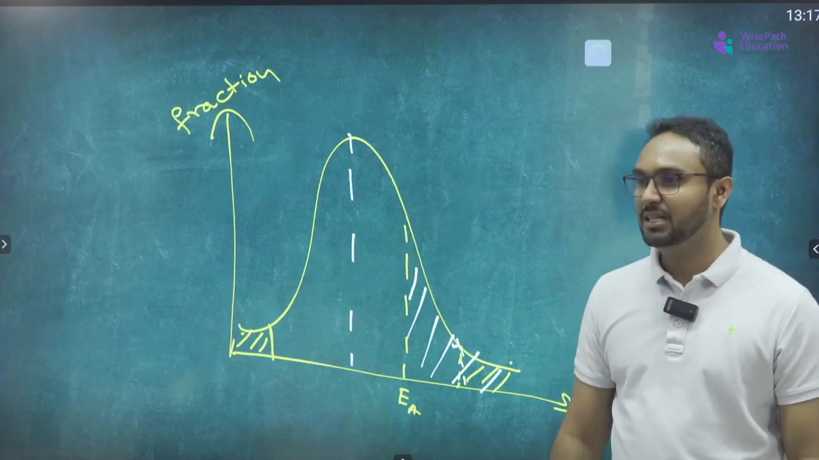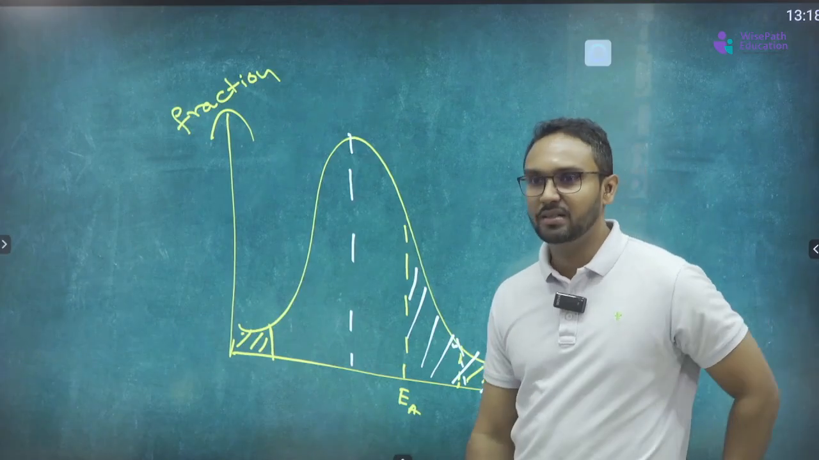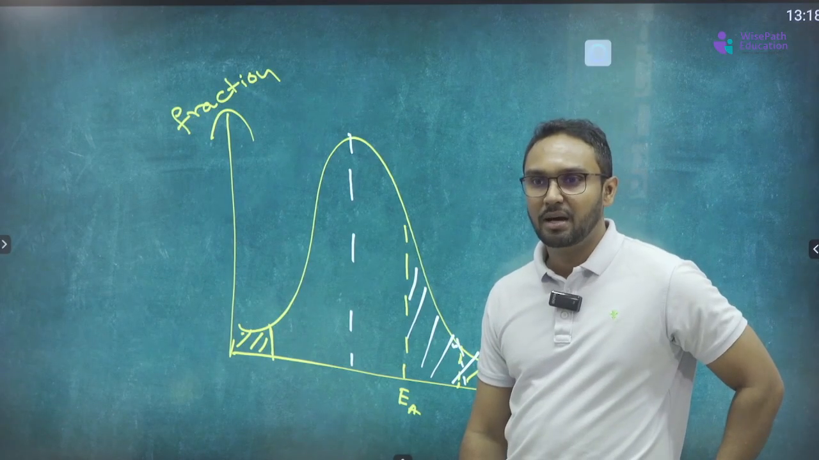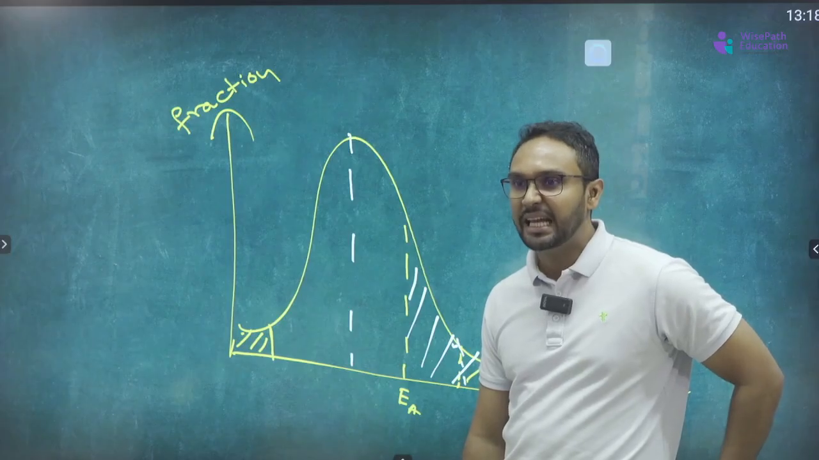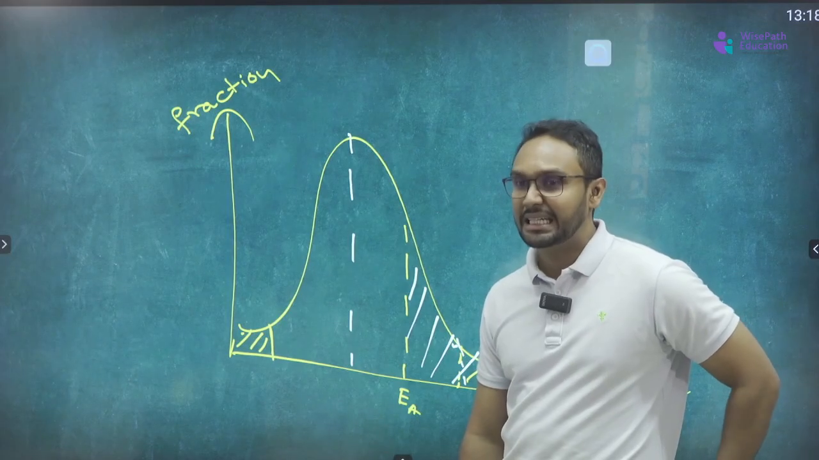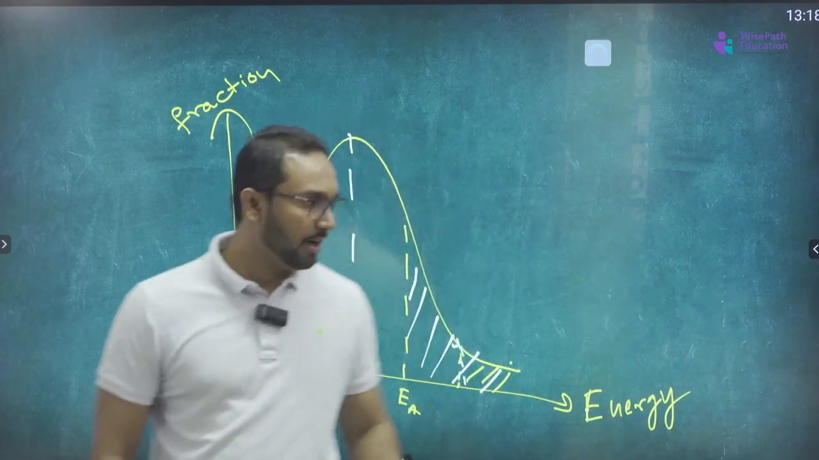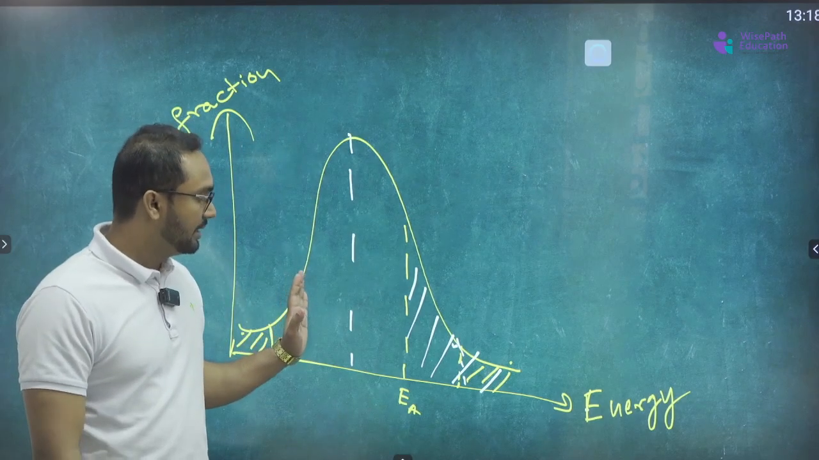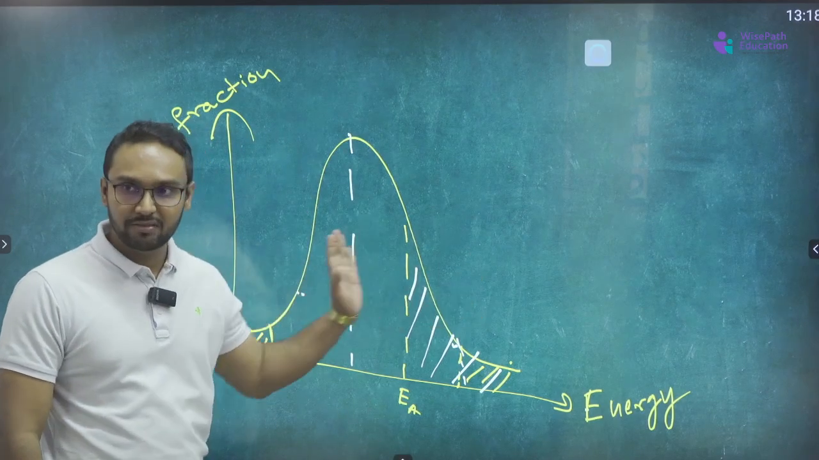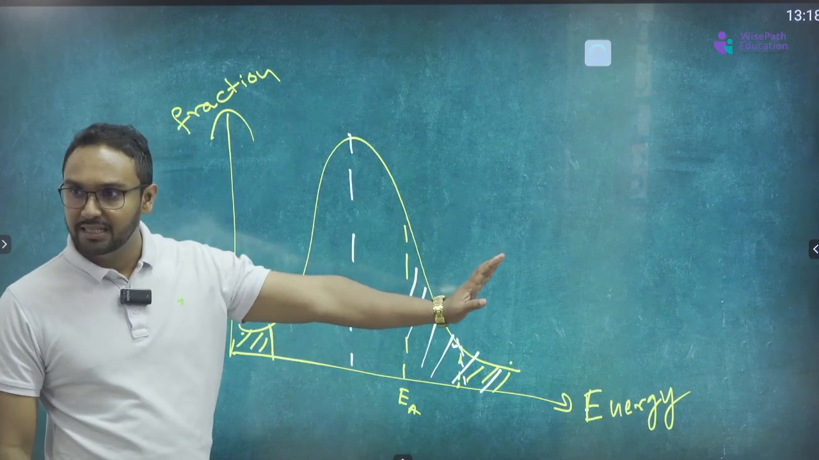The number with higher energy increases. Get it? When you increase the temperature, the number of molecules at a certain energy will be increasing. That means this graph will shift to a high energy state.